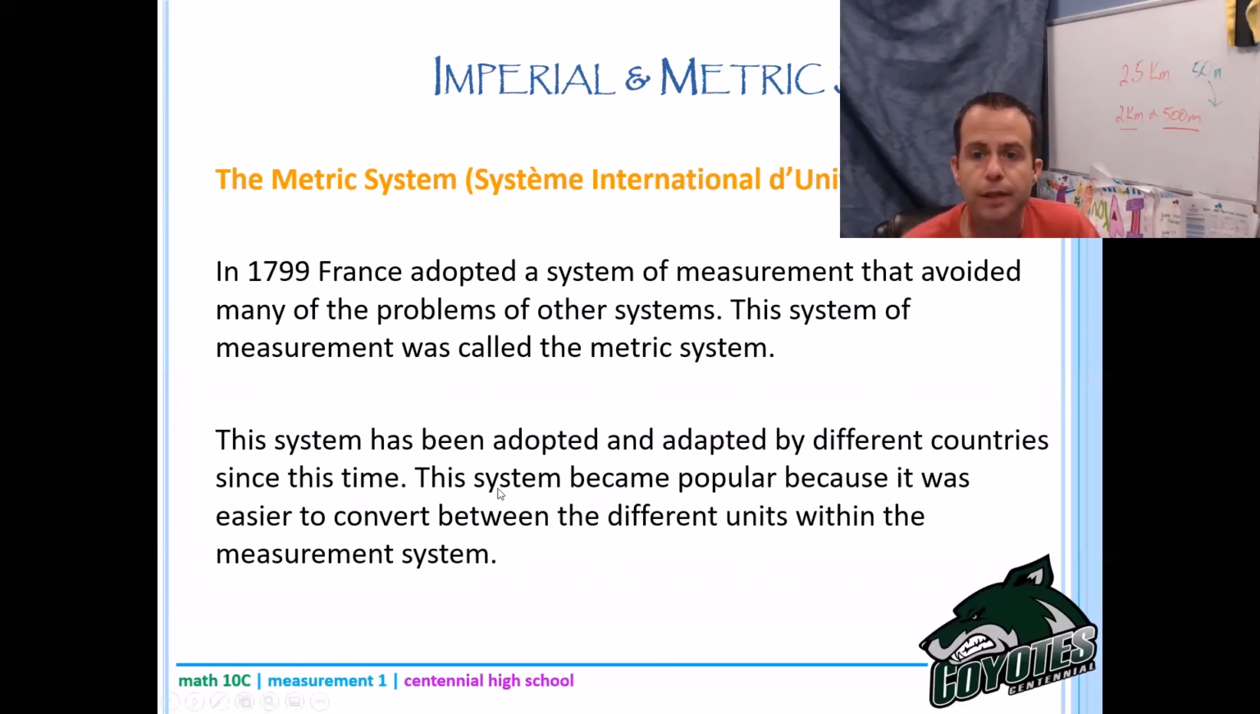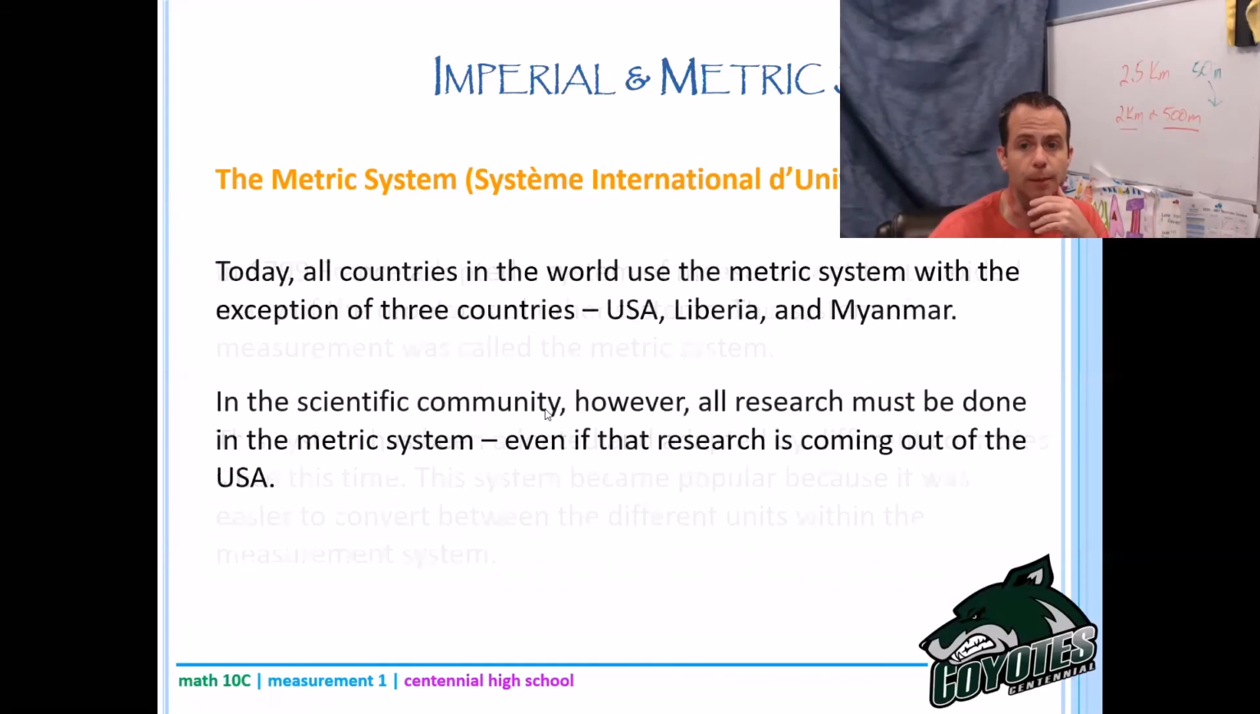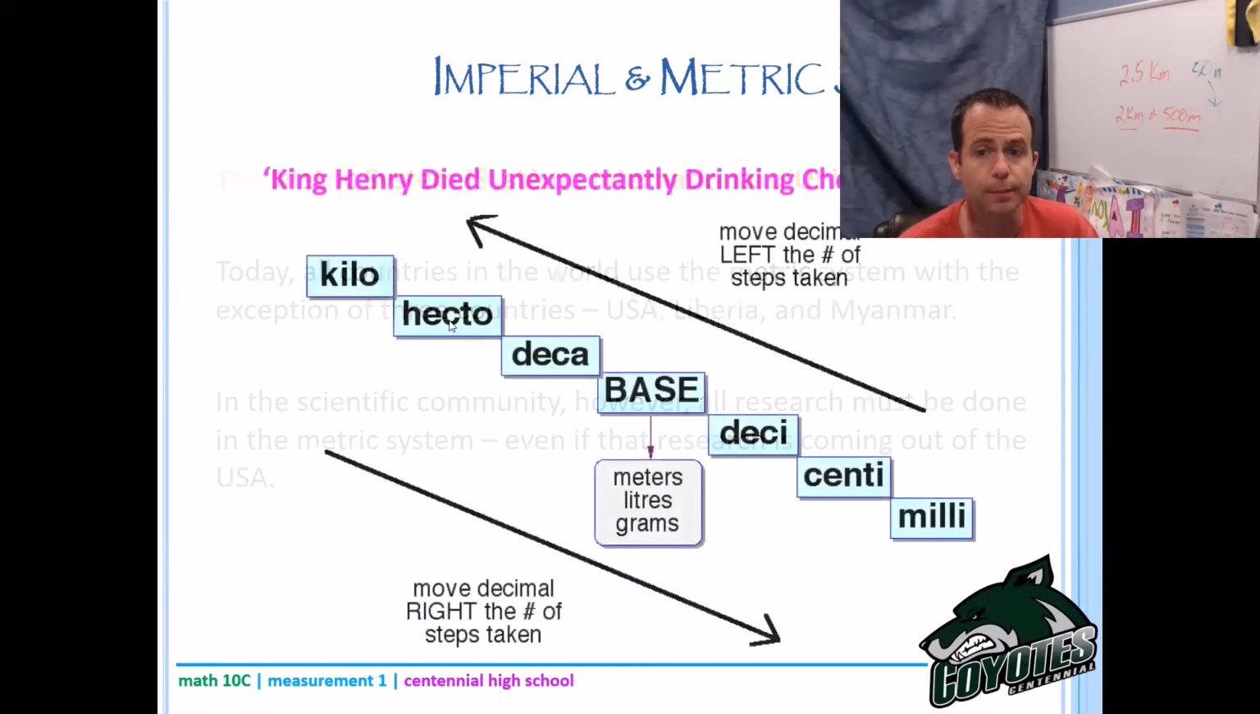So this system has been adopted and adapted by different countries since this time. The system became popular because it was easy to convert between different units, okay? And that's what we want to talk about now. Today, all countries in the world use the metric system with the exception of 3 countries: USA, Liberia, and Myanmar. In the scientific community, however, all research must be done in the metric system, okay, even if that research is coming out of the US.